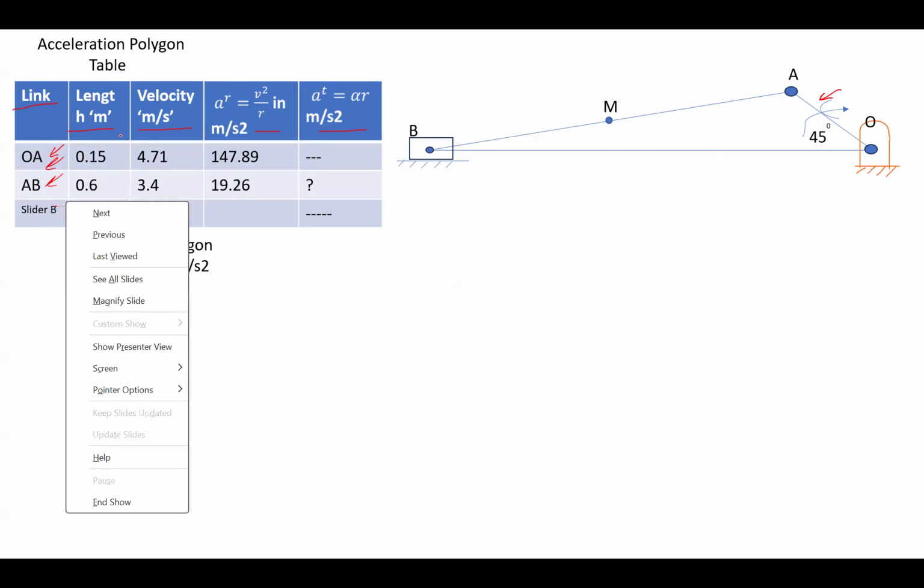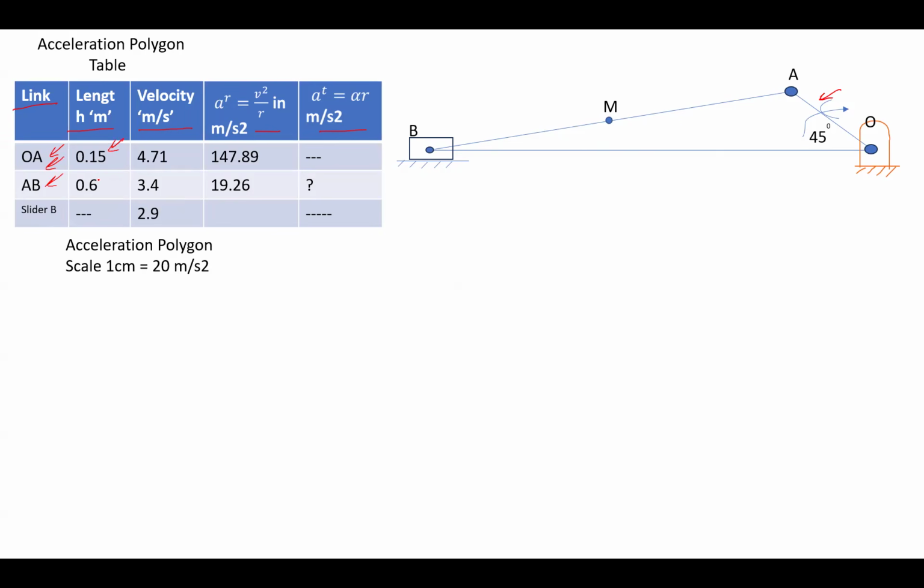The lengths are known. Length of OA is 0.15 meter. Length of AB is 0.6. Slider doesn't have a length, so we put a dash here. The velocity of OA is already calculated, 4.71 meter per second. Velocity of AB is 3.4, which we got from the velocity polygon. Velocity of slider is 2.9, we got it from the velocity polygon.